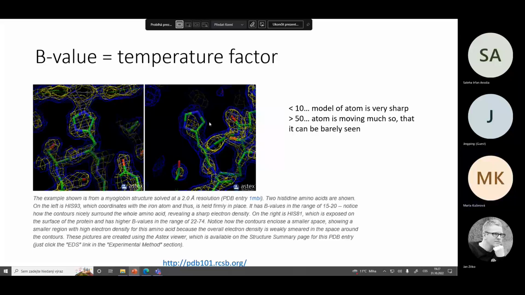So if the B factor or B value is around 50 to 20 or even lower than 10, the model of the particular atom is very sharp. However, when the value is higher than 50, it means that the atom is barely seen because it's in every protein molecule in a different position.